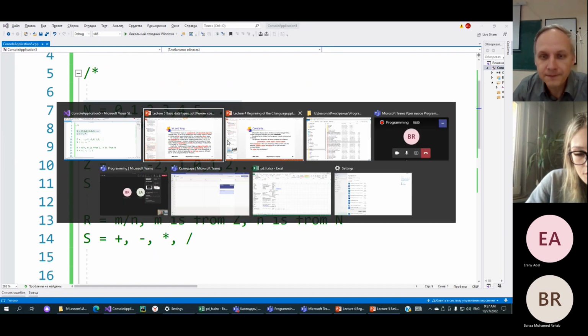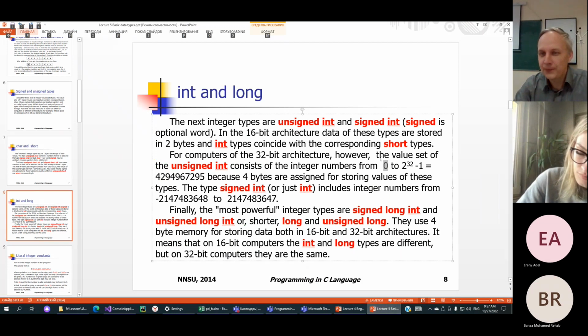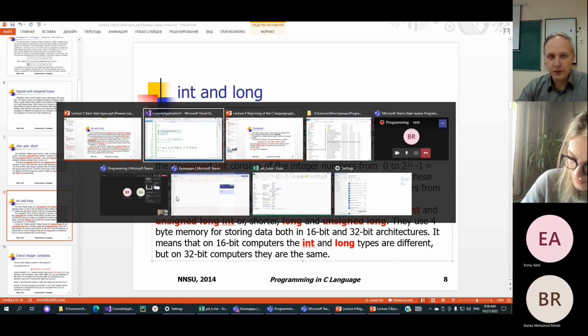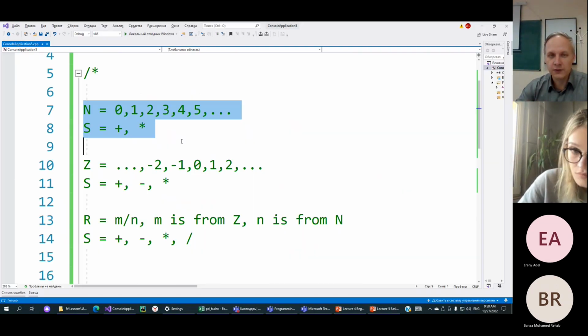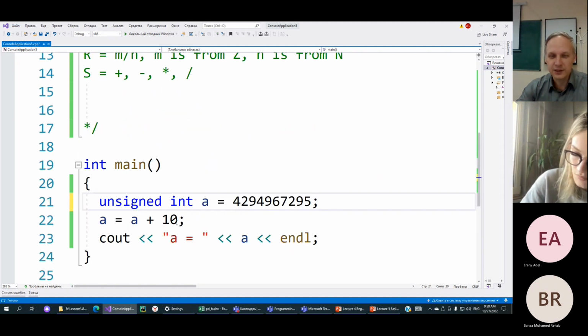And also, let me switch to the presentation again. Also, the smallest number for unsigned int is 0. But what is the largest number? The largest number is written here, this one. It's the largest number for the unsigned int.